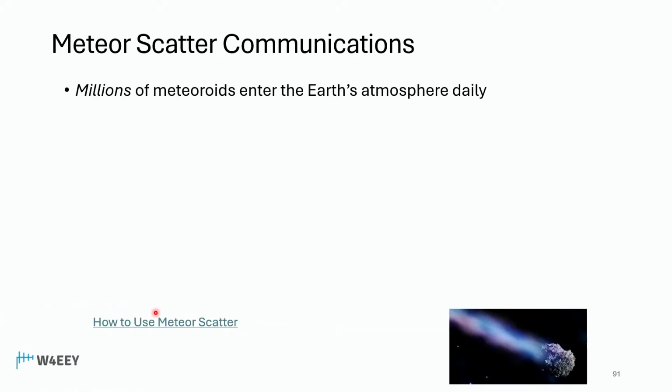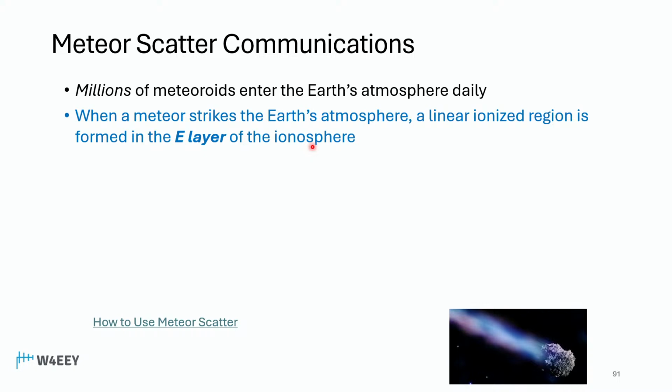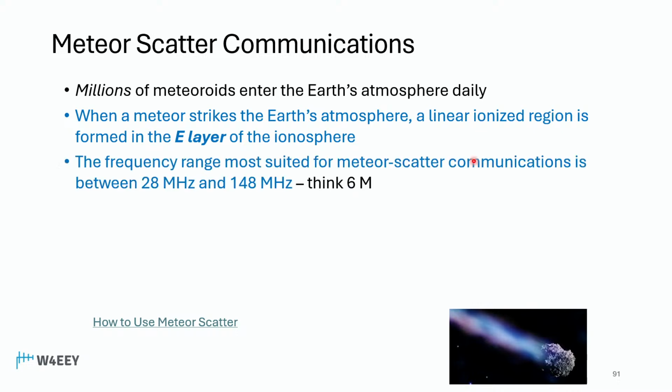Jumping to meteor scatter. This is something that I'm wanting to play with, but I don't have a good antenna on 6 meters. But this works because millions of meteoroids enter the Earth's atmosphere almost daily. When they strike the Earth's atmosphere, a linear ionized region is formed in the E layer of the ionosphere. See, the E layer does some good things for us. So this is where this happens.